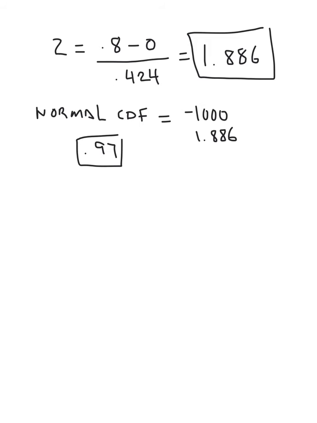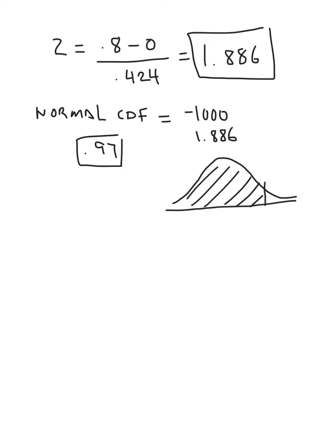What does that mean? I always like to draw this graph, right? So what that means is 97% of the time, if we took two cars, they would be down here. But the fact that there was a 0.8 difference is up in this region. So what we need to do is 1 minus 0.97, which gives us 0.03. So we have a 3% chance that the difference would be that much or more.